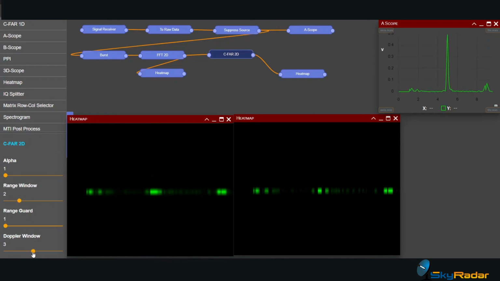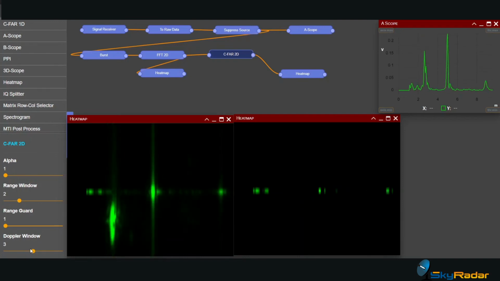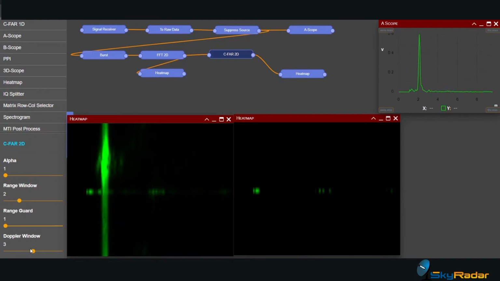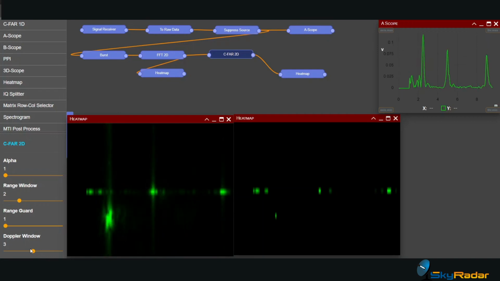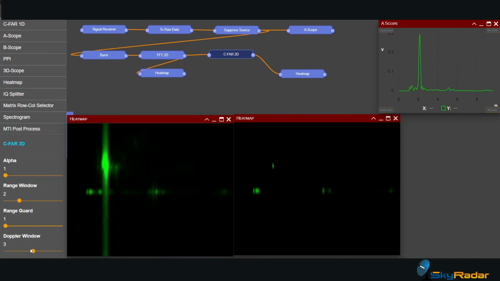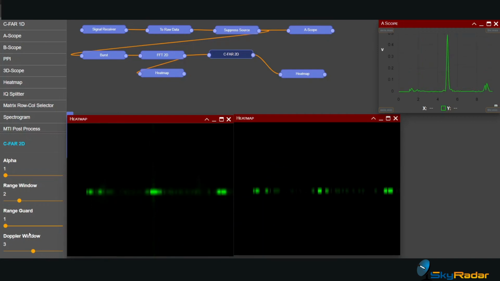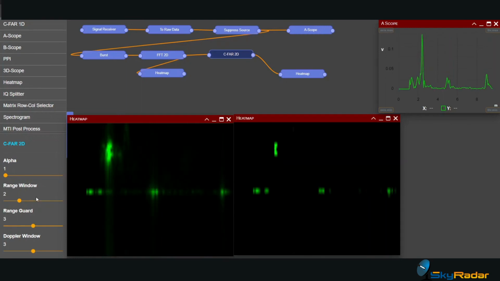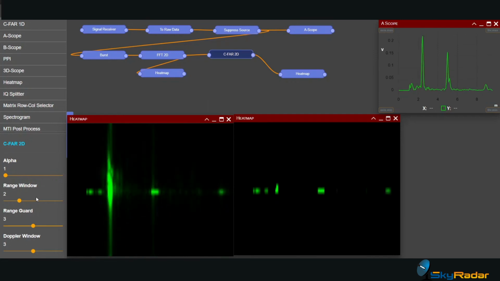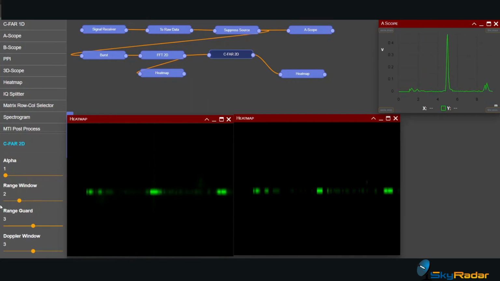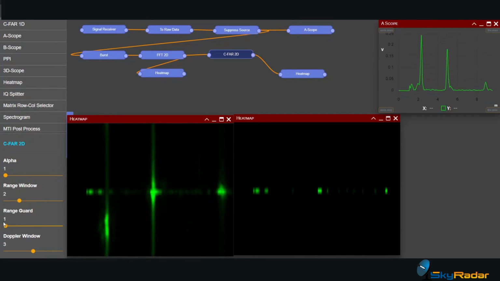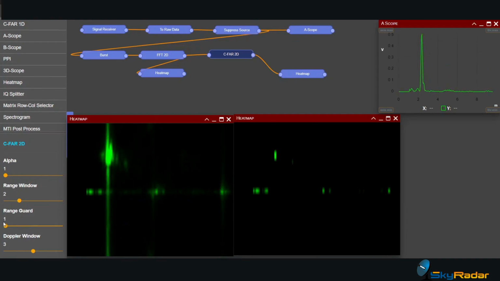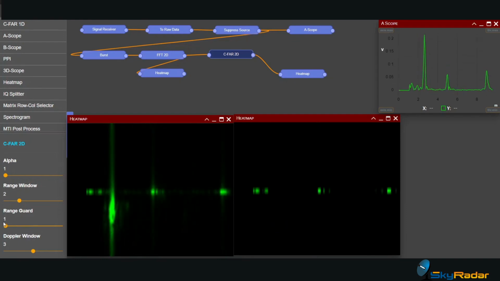We can see here the range guard, and if you remember, the guard cells are the cells which are around the cell under test, which we have to ignore because of the side lobes coming from the target. And the range guard is the number of these guard cells in the range domain. So the higher this value is, the better the signal will look in the range domain, so the clearer it will be from the noise.